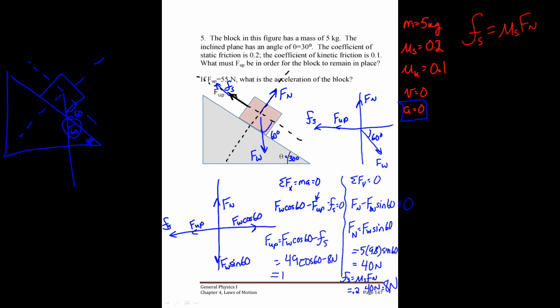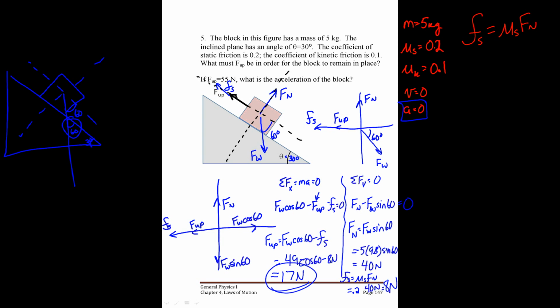So I get 16.5, 17 newtons. And that's the answer, 17 newtons. That's the minimum force required in order to make the block stay in place. Now the second part of this problem asks, what is the force required? Our F up is equal to 55 newtons. What is the acceleration of the block?